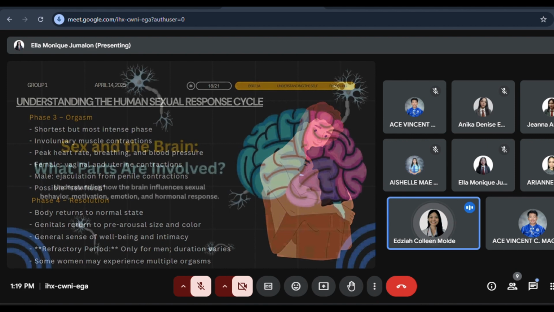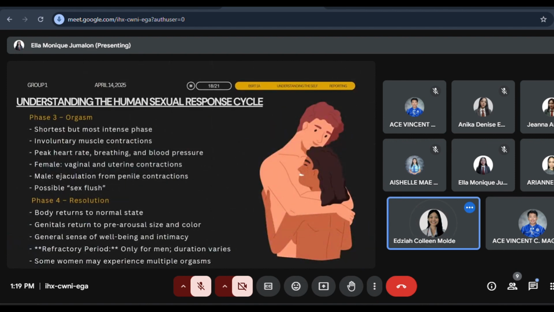So, the key takeaways. To wrap up, the human sexual response cycle is a complex but natural process. Understanding the phases can help individuals and couples improve their intimacy and manage any sexual concerns. It's important to remember that everyone is different. Timing, intensity, and emotional response vary from person to person.